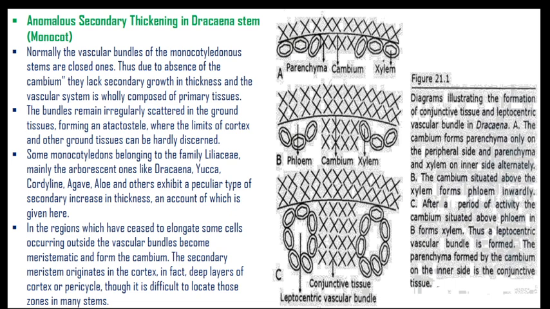So here is the diagrammatic representation of the formation of conjunctive tissue and leptocentric vascular bundle in a Dracaena. Diagram A shows the cambium forms parenchyma only on the peripheral side and parenchyma and xylem on the inner side alternately.